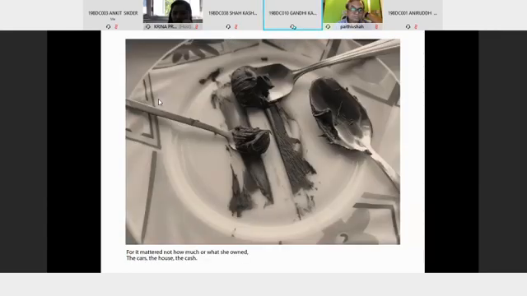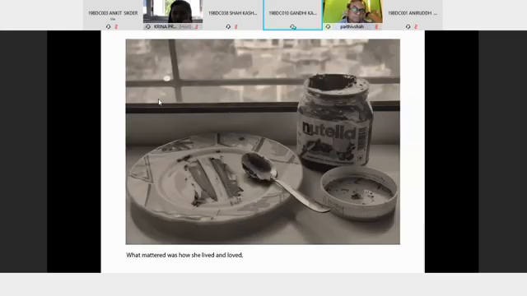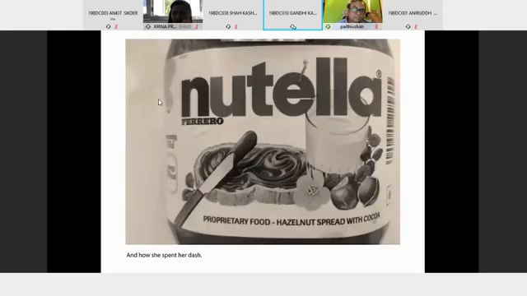For it mattered not how much or what she owned, the cars, the house, the cash. What mattered was how she lived and loved, and how she spent her dash. That's it.